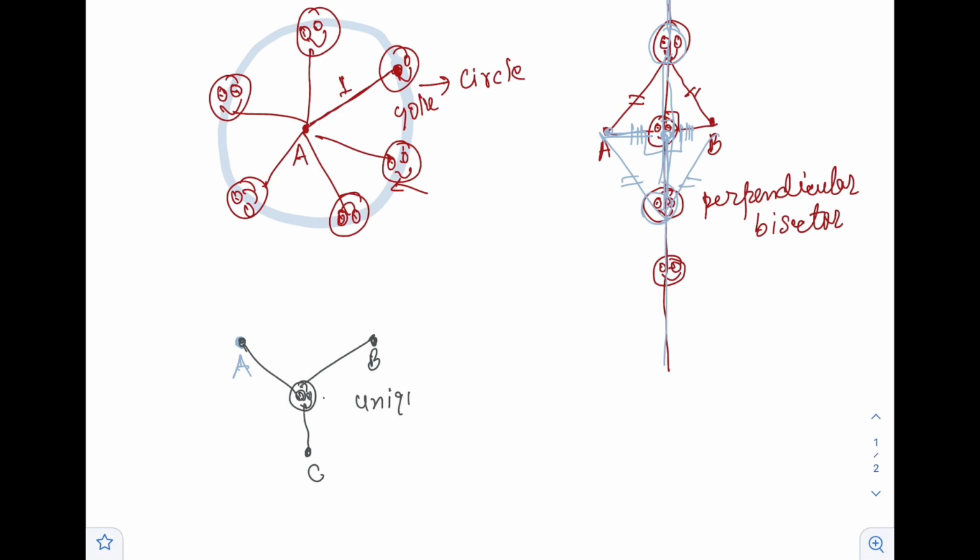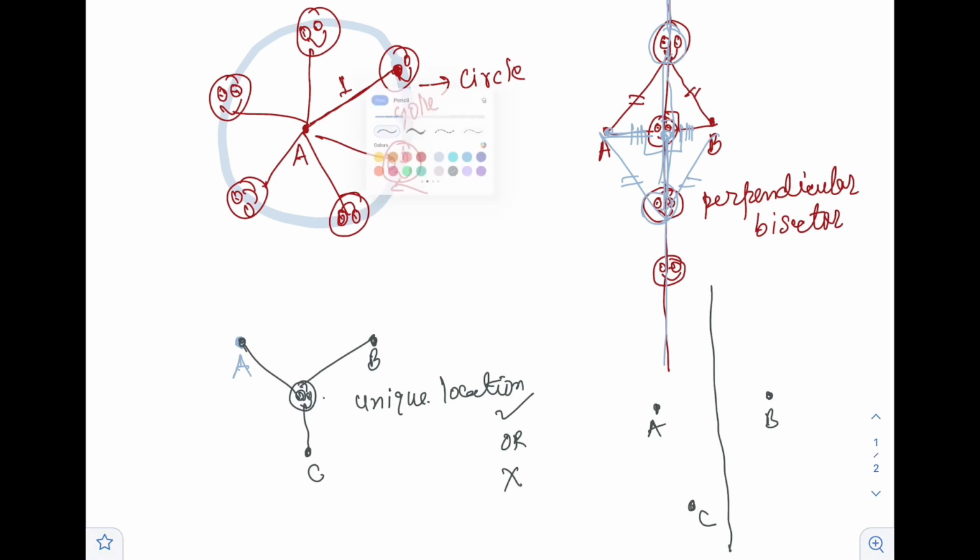So is this a unique location, or can there be many answers for this? Is it a unique location? Yes or no? Let's investigate. Let's say if Golu has to be at the equal distance from A and B, then he can be anywhere on this perpendicular bisector, right? At the same time, Golu has to maintain equal distance from A and C also. So he must be along this line, the perpendicular bisector, right?